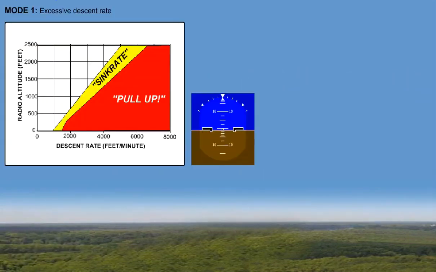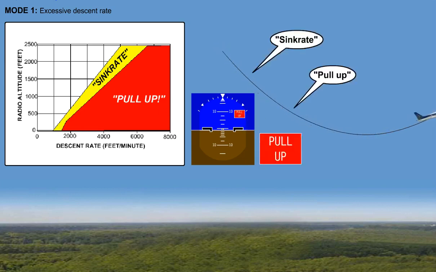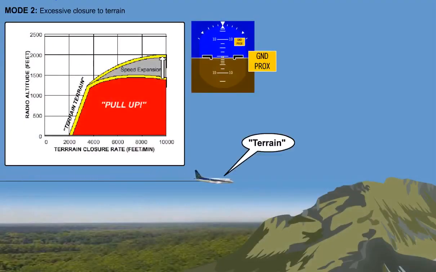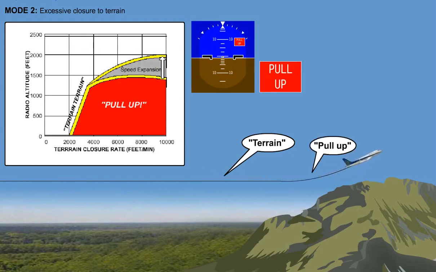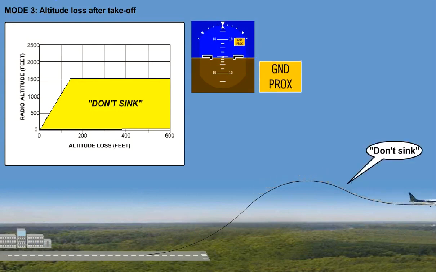Mode 1. The excessive descent rate. Sink rate, pull up, pull up, pull up. Mode 2. The excessive closure to terrain. Terrain, pull up, pull up, pull up. Mode 3. The altitude loss after takeoff. Don't sink, don't sink.